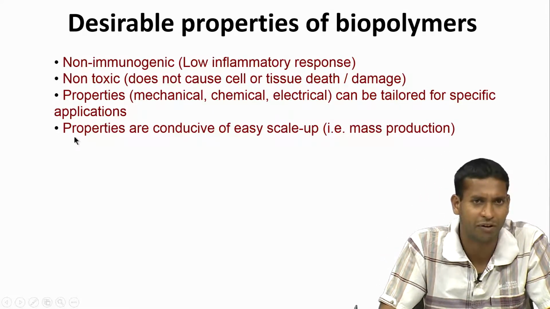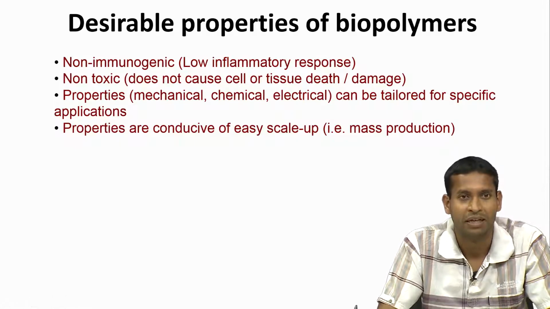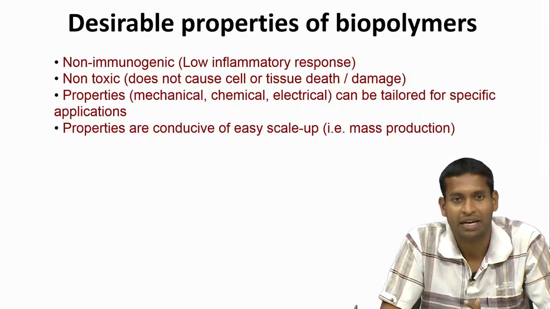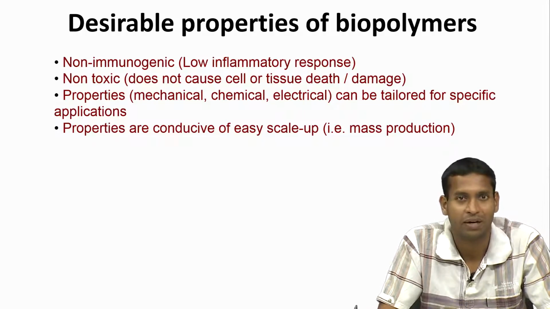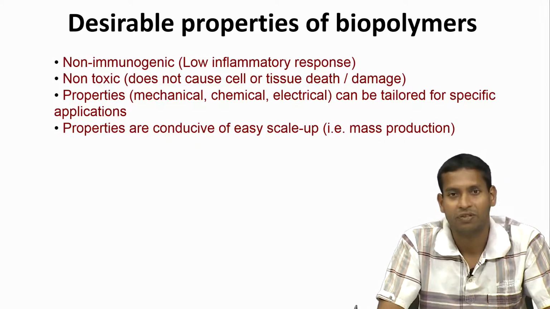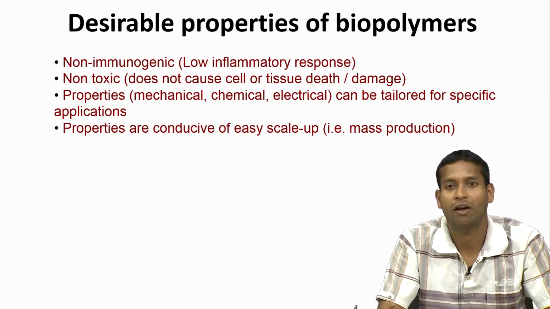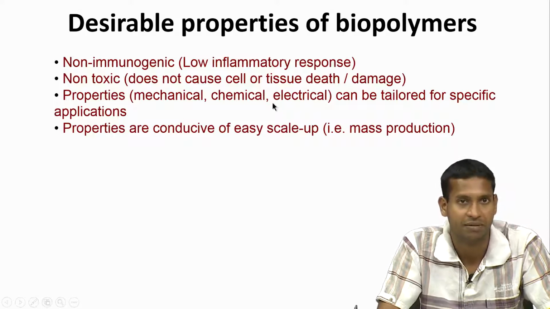And of course, as we already briefly discussed, they should be easy to scale up. It should not be that we can only get a milligram of it in a year; that little quantity is not going to help. So, they should be reasonably scalable. We may not be able to get quintals and tons of these materials, but depending on the application, if we require a certain amount, we should be easily able to get that. So, mass production should be easy.